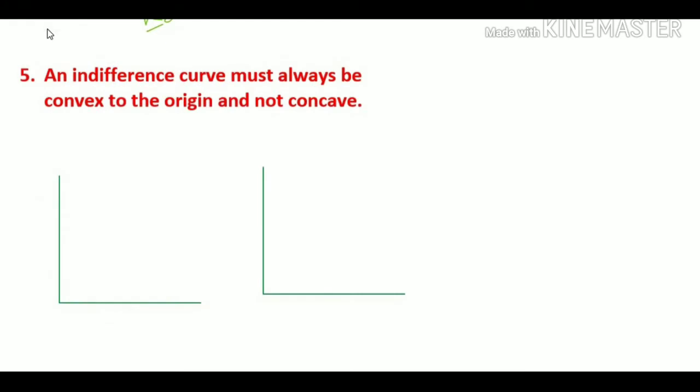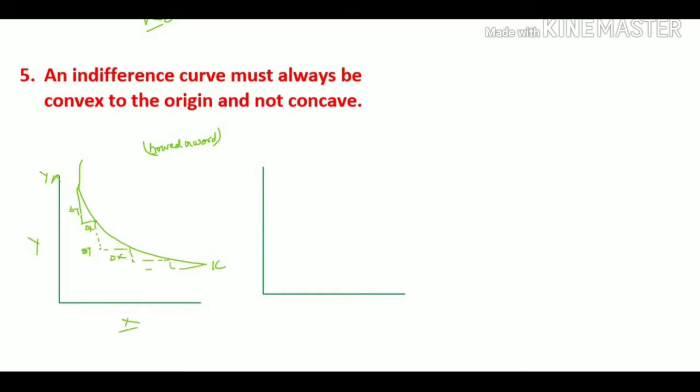An indifference curve must always be convex to the origin. This is an important property of indifference curve analysis, which we shall draw as a line called the indifference curve, which should be convex to the origin. Convex to the origin means bowed inward. This is equivalent to saying that as the consumer substitutes commodity X for commodity Y, the marginal rate of substitution of X for Y diminishes along an indifference curve, good X and good Y.